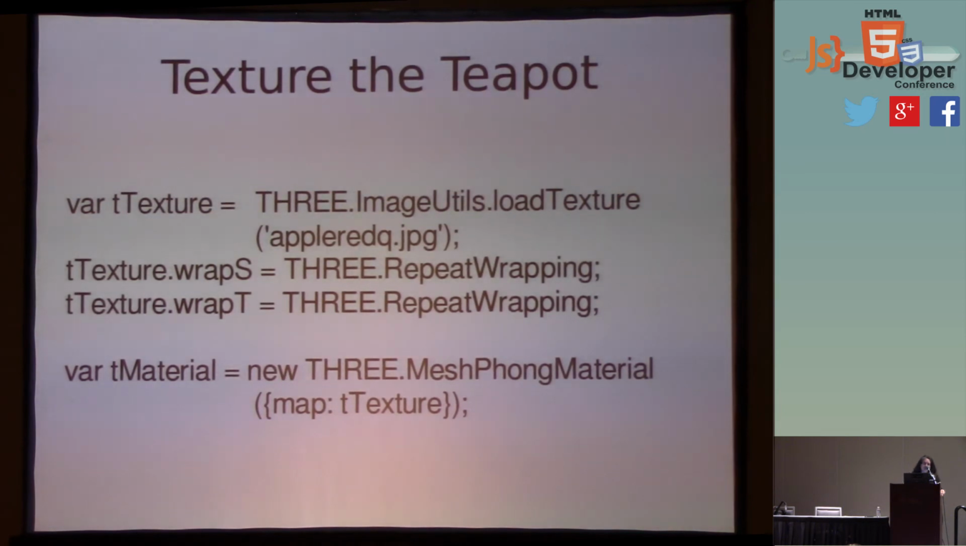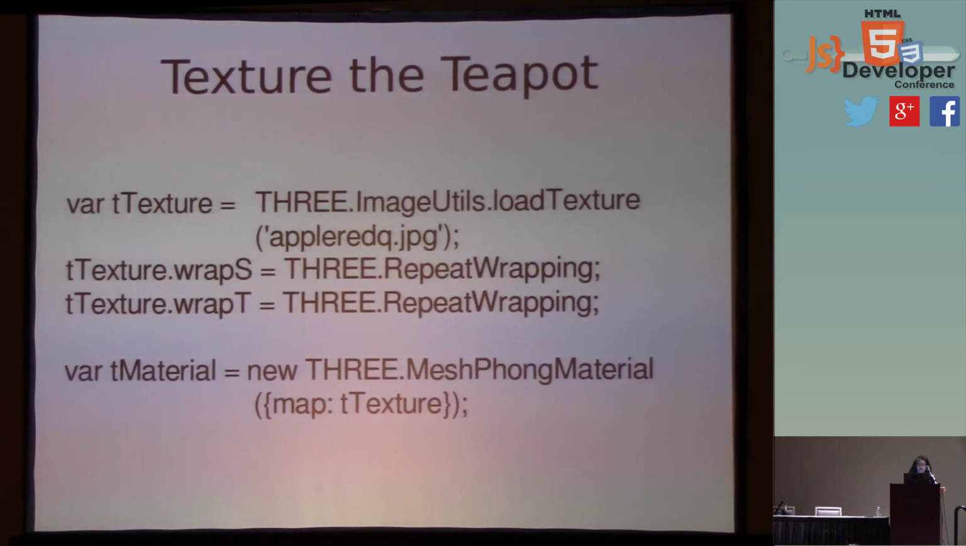And then there are these two S and T things. Now think of S and T as X and Y in the world of the saran wrap, this gift wrap going around the teapot. We use S and T instead of X, Y, and Z just to keep them separate. And what I'm telling it here is, if it only makes part way around, repeat it. Put it on a second time.